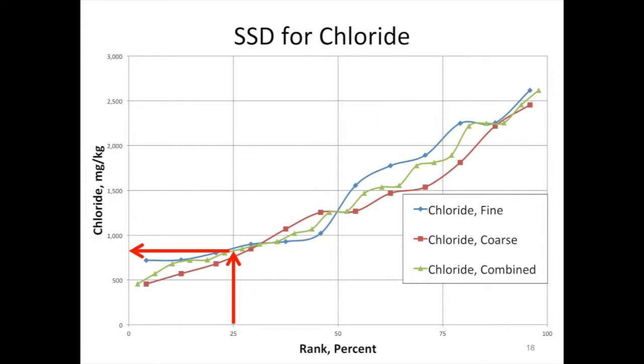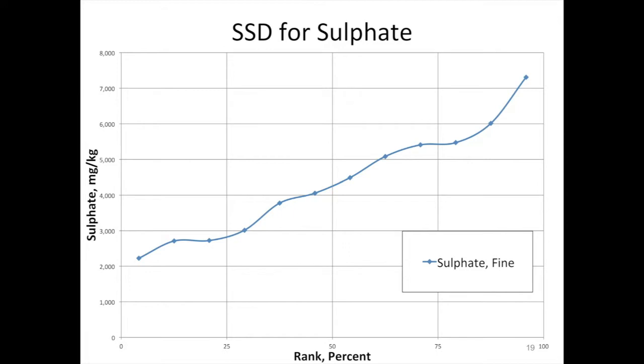And so if we were using our current guideline setting methodologies, that's how we would pull an eco-contact guideline for the chloride ion out of this data set. Looking at sulfate here, same sort of thing, but you'll notice that the numbers are rather large, and now we're talking about a range from 2 to 8,000. That's the SSD for sulfate in fine soil.